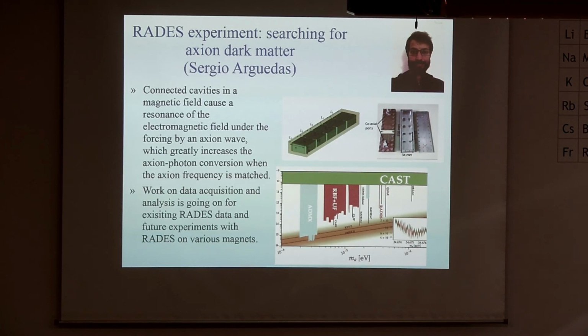IAXO is one of the experiments that is planned to look for axions. There have been already some in the past. The most important one was ADMX, that was done in the United States and has done this search. Then all other experiments try to look at other frequencies. There are many ideas for looking at different frequencies. I couldn't go into this, but basically IAXO is still a project, right?